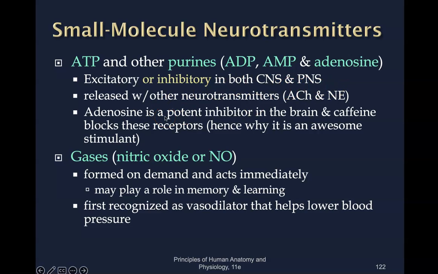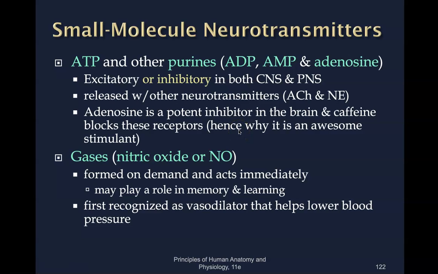And then this I just thought was interesting because I love coffee. Adenosine is actually a really potent inhibitor in the brain, and caffeine goes and blocks these adenosine receptors. Hence why it's such an awesome stimulant, right? So there you go. Have your cup of coffee.